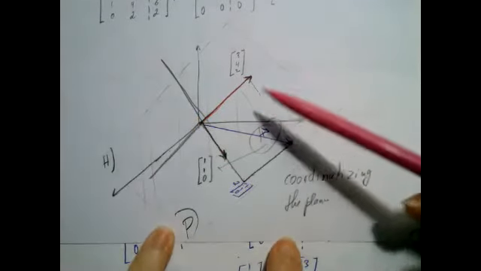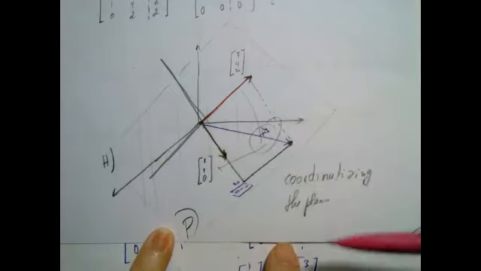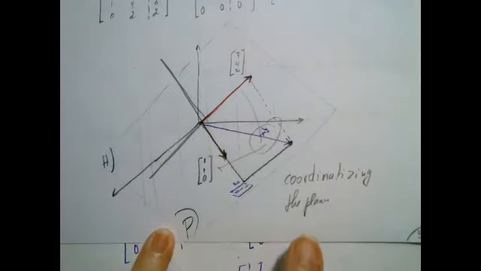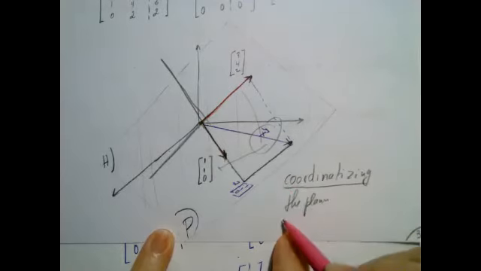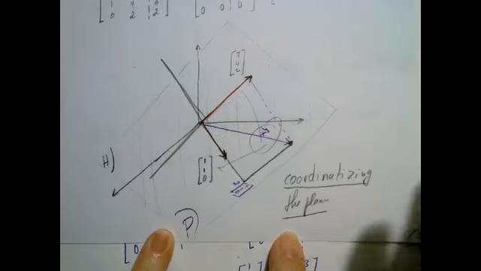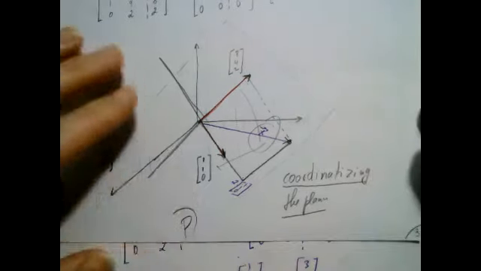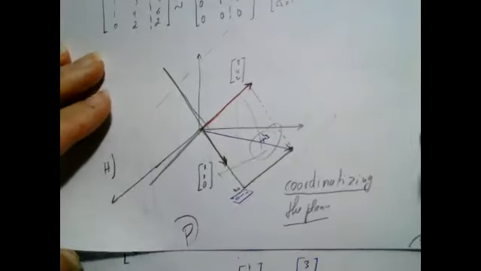The idea of putting a coordinate system in a plane has a specific name. We are coordinatizing the plane. It means we're creating a coordinate system on the plane in R3. So that's really the idea of coordinates with respect to a basis.